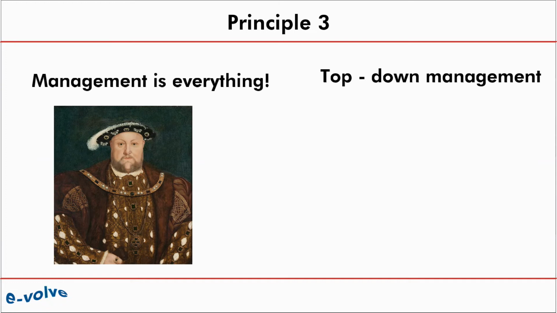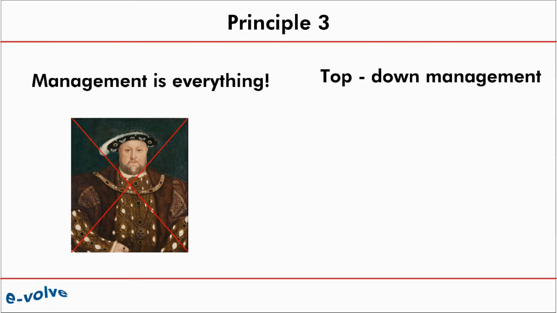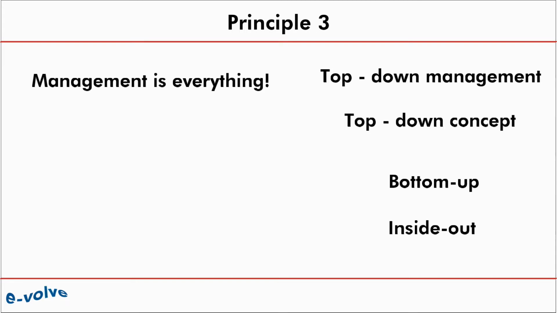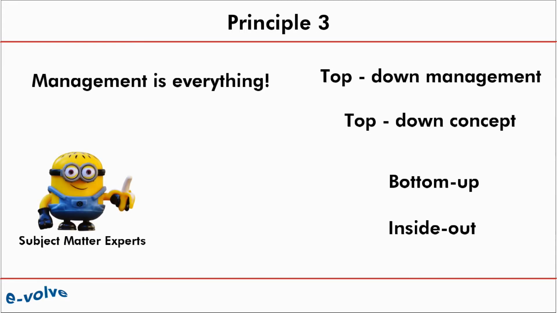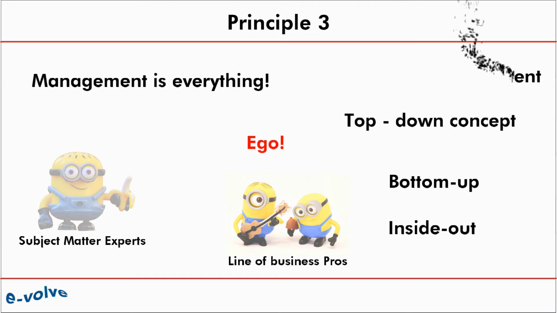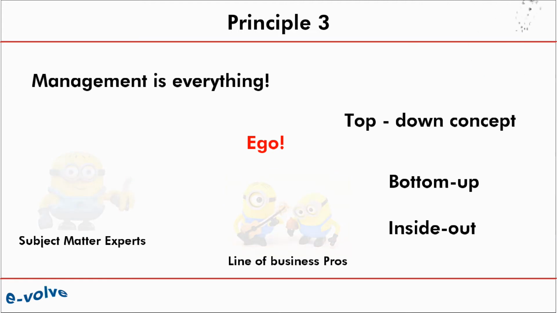So here's principle number 3. Management is everything. Top-down management usually doesn't work in these kinds of projects. A top-down concept is great, but then the concept has to be worked through from the bottom up and from the inside out with inputs from people who actually do the work, including subject matter experts, line of business professionals, and you should include minions in the process at the conceptual stage. And a lot of managers have a real problem with this approach, so management ends up being the cause of the project failure. So let's talk a little bit about management.